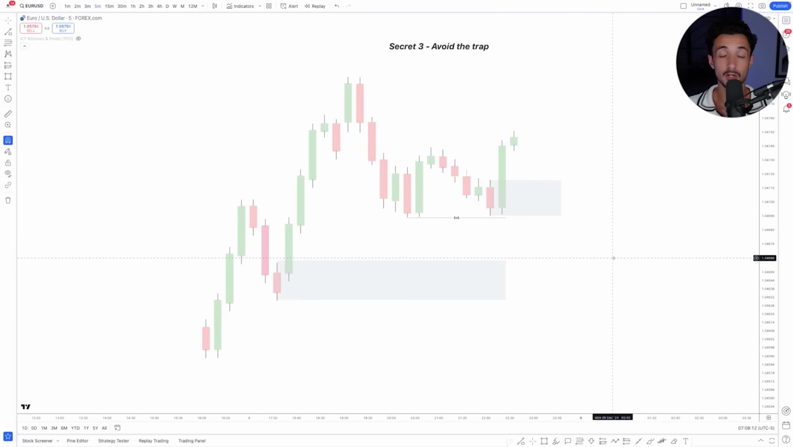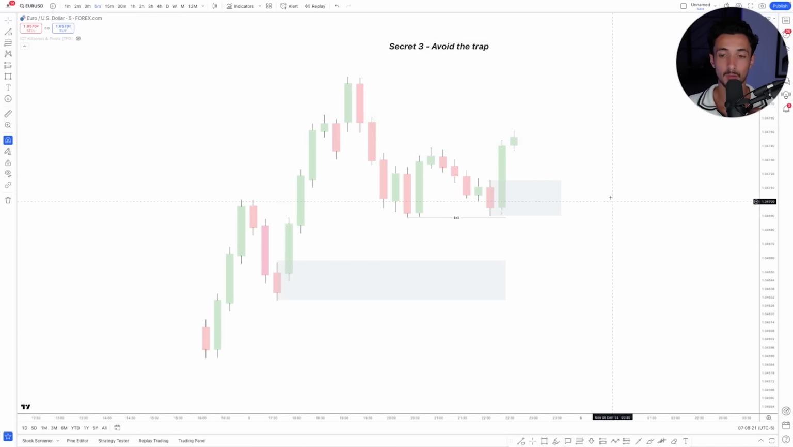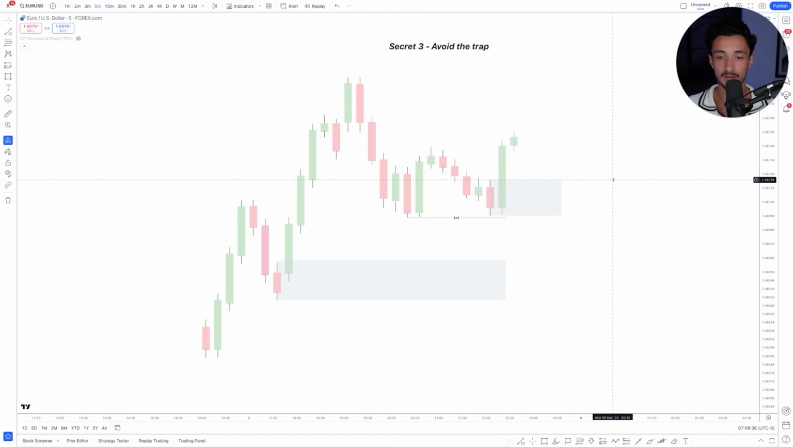And finally, another secret, another order block position to completely avoid with a 10-foot pole is understanding the trap. When you see an order block, no matter how pretty it looks and nice it looks and it's pro trend and whatever, maybe you have some context, avoid the trap of placing trades when your order blocks are sitting on resting liquidity, unless liquidity has already been taken from the market.